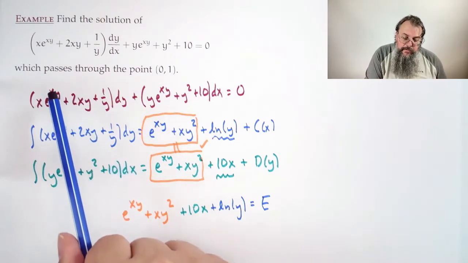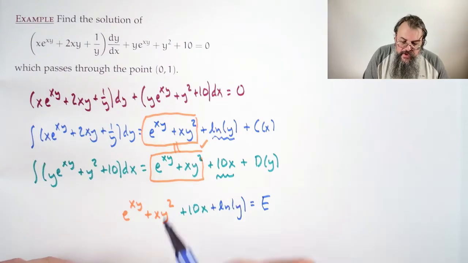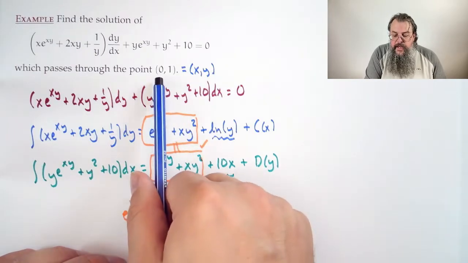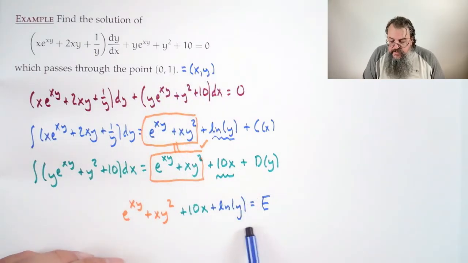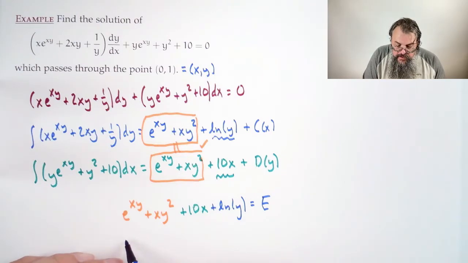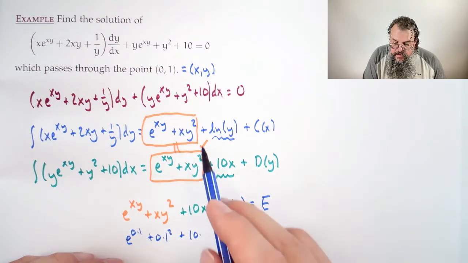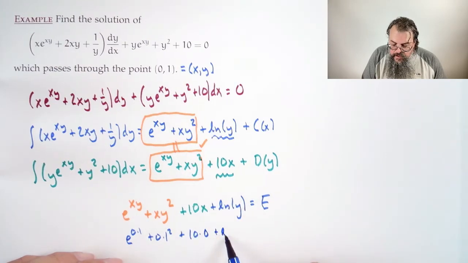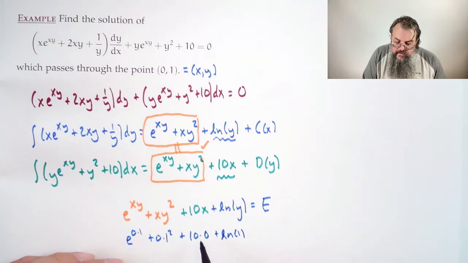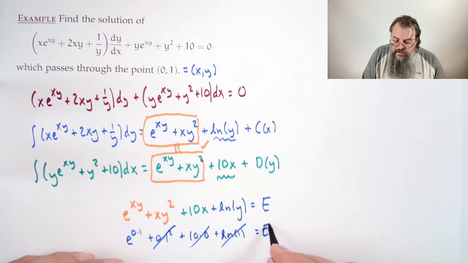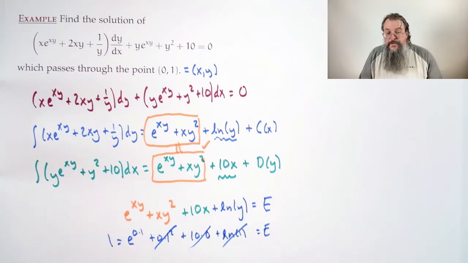What we need to do is, it passes through the point 0, 1. So we should be thinking of this as x comma y. So in other words, x equals 0, y equals 1 should satisfy this equation. So we plug those in. e to the 0 times 1 plus 0 times 1 squared plus 10 times 0 plus log of 1. Well, okay, a lot of stuff cancels because 0, 0, 0, and we get 0 upstairs. Of course, that's e to the 0, which is 1. So that's how you find e. Plug the point in, and life is good.